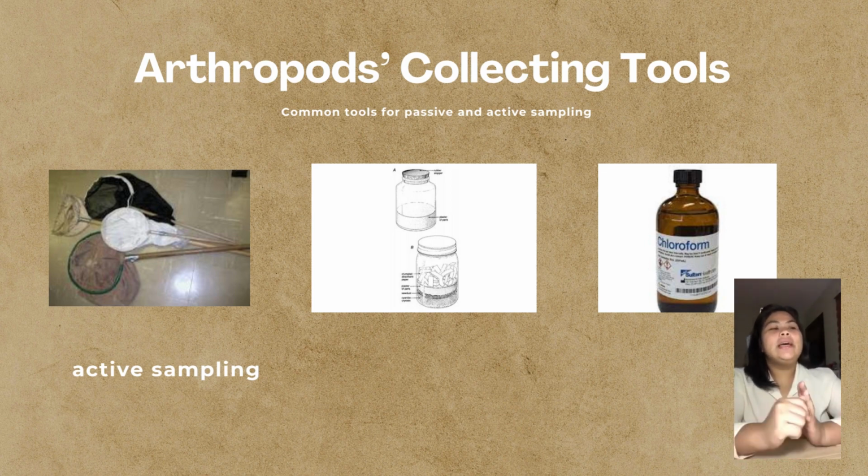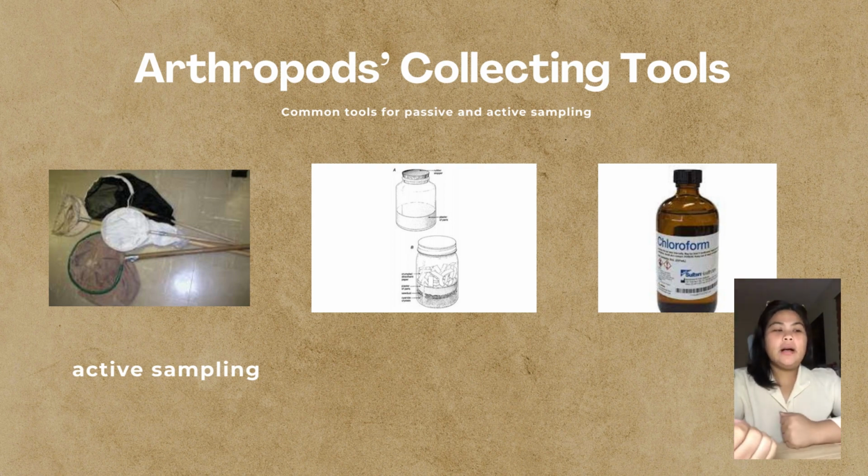Sweep nets are also commonly used, with the majority of the net bag being made of heavy cloth, or approximately an apical third bag made of fine mesh material.